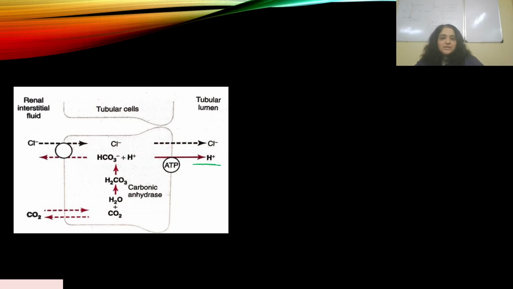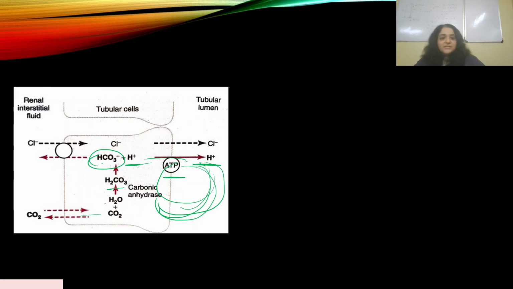Now there is an H plus ATPase pump over here. So H plus is formed here and secreted out. Actually CO2 enters, combines with water, forms H2CO3, forms bicarbonate, and H plus then gets secreted out. Here H plus, you notice, is not being recycled, unlike the previous case.